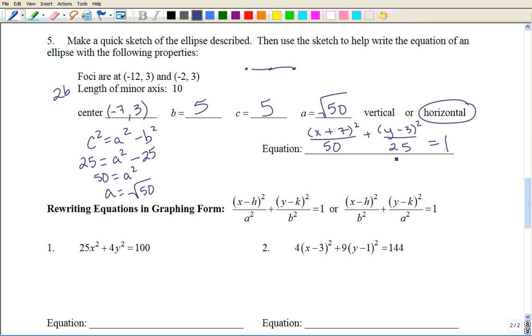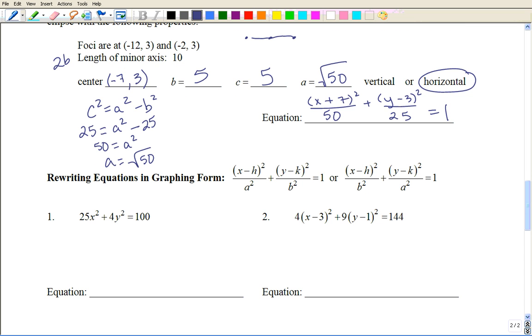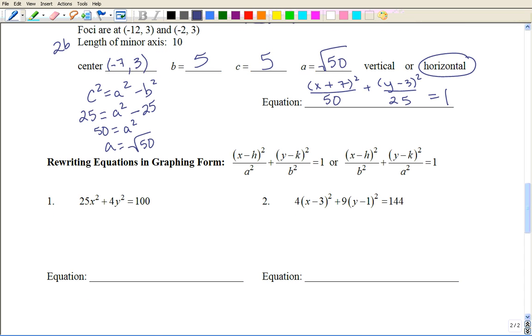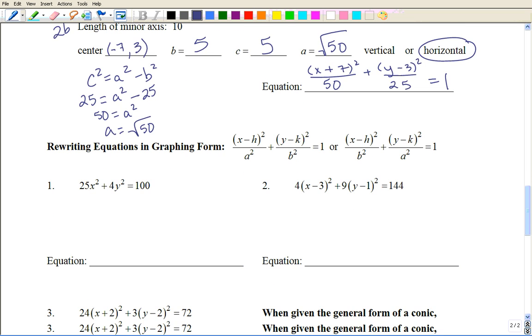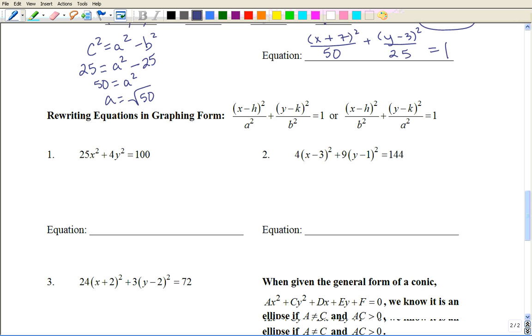Okay, so now let's switch our thoughts here for just a moment, and these next few problems are actually really quick. So even though they look totally different than what we've been looking at, they're pretty quick problems. We want to rewrite these equations in graphing form. So in other words, we want to put them back into standard form where we can see the a squared and the b squared and all of that quite easily.